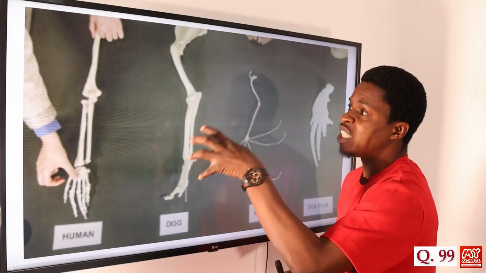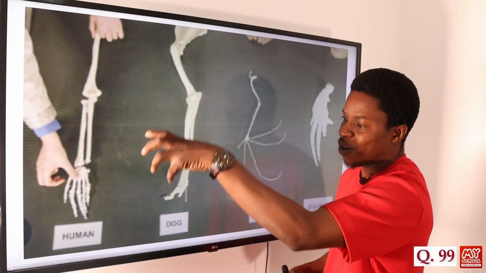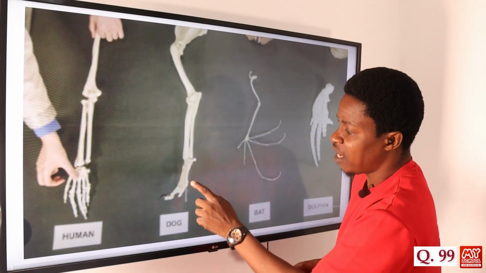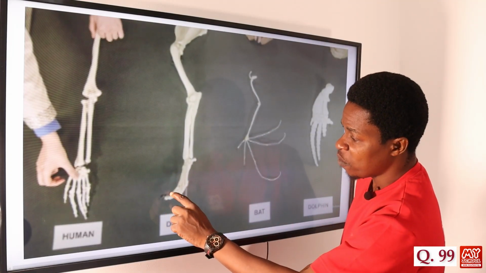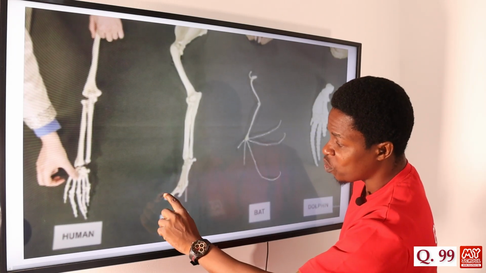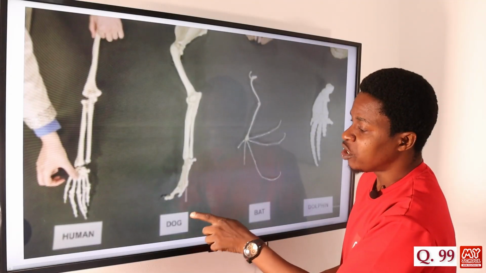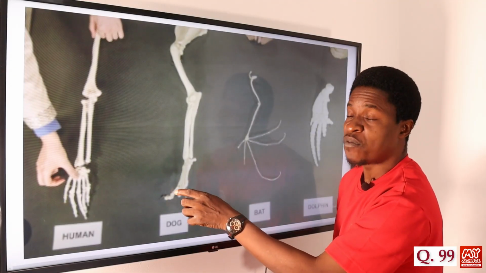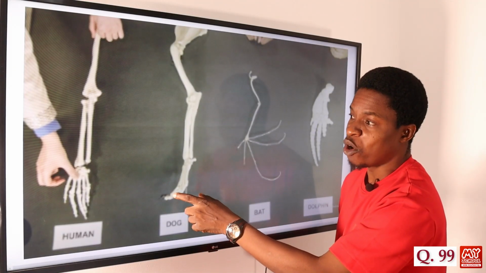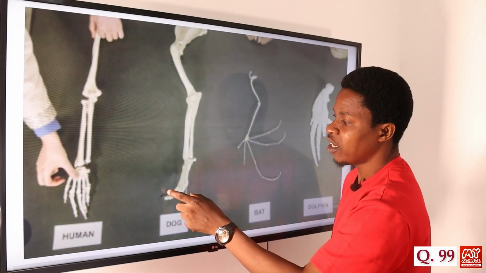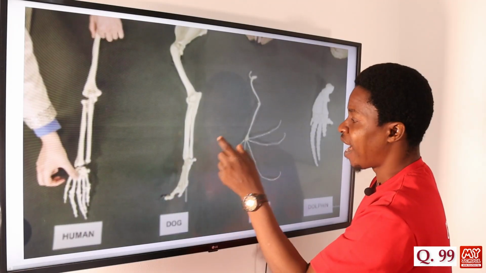Compare it with the skeleton of another organism. This is a dog. The 4 limbs that it has here, if you count the digits, you will find we have 1, 2, 3, 4, and then 5. So the dog also has about 5 digits, pentadactyl forelimb, like humans, though it is different, but they have the same number and the same function.